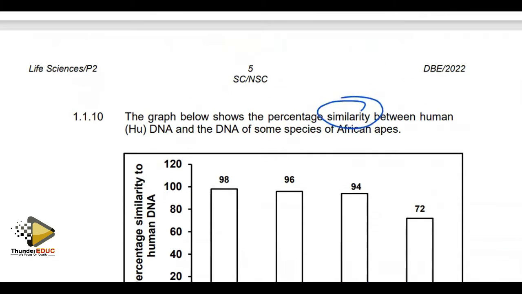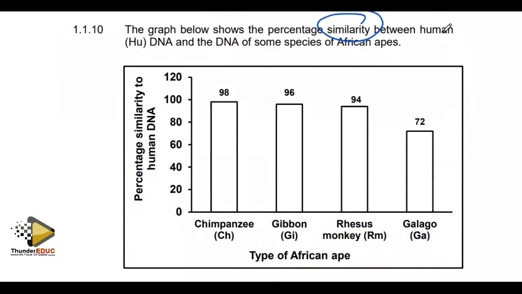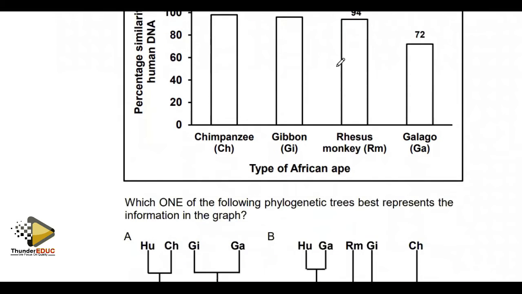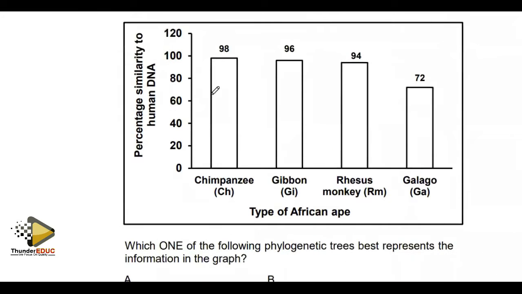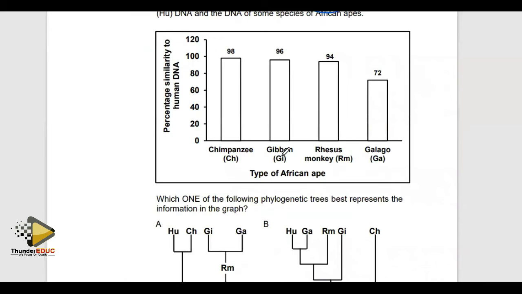We are talking about percentage similarities between human DNA and the DNA of some species of African apes. If it is similarities, it means that humans and the chimpanzee share 98% of DNA. Gibbon and the humans share 96% DNA. With the rhesus monkey, we share 94% DNA. And with the galago, we share 72% DNA.